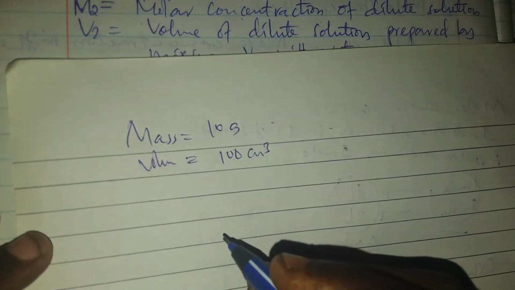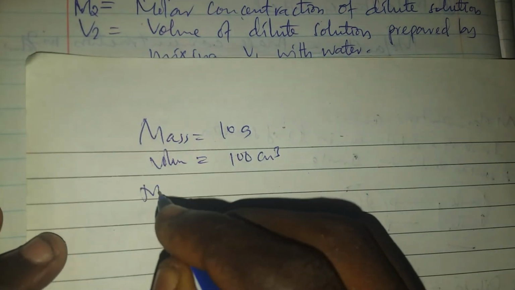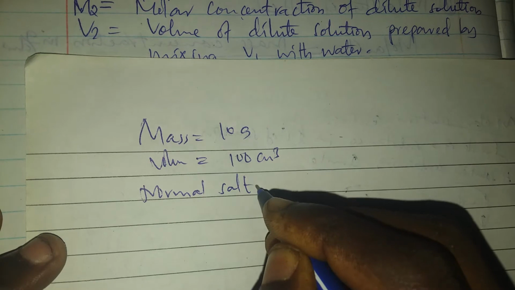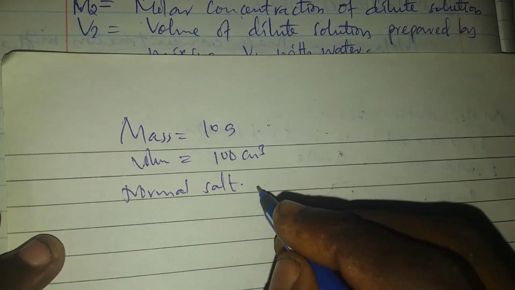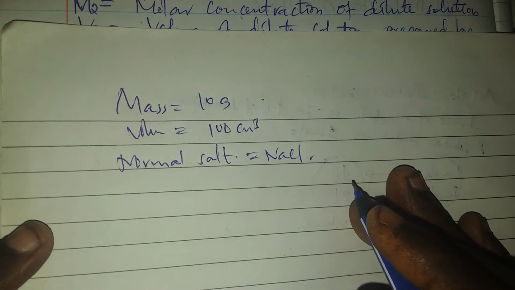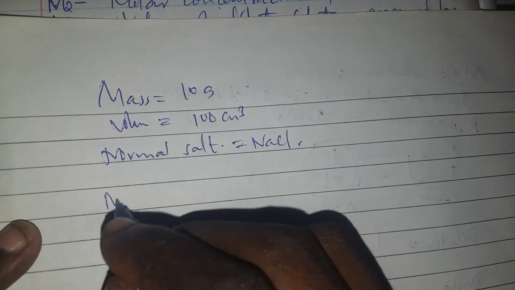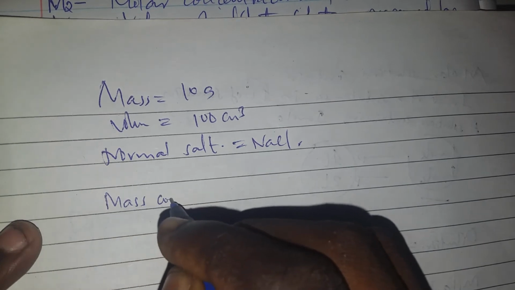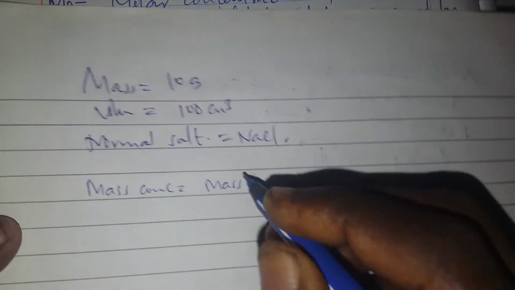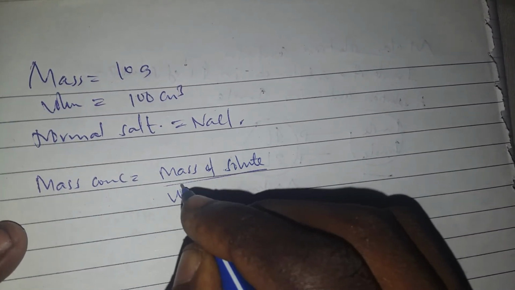One thing which is very important in this question, umeshaambiwa, is the solution of a normal salt. First you need to know what is normal salt. Normal salt is sodium chloride. So after having known that it is sodium chloride, tunaanza: mass concentration is equal to mass of solute divided by volume of solution.